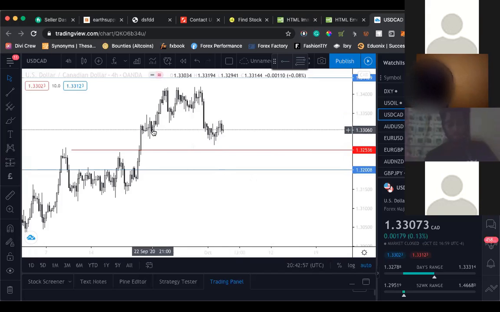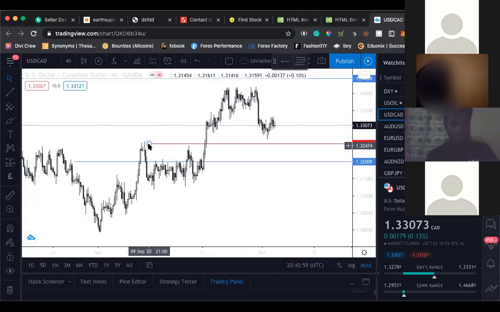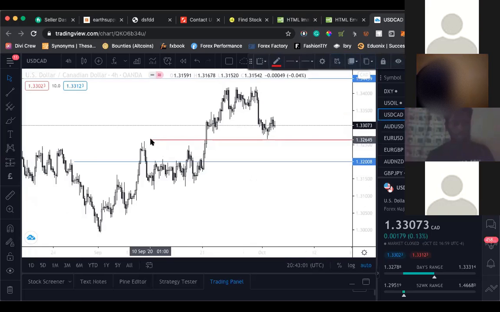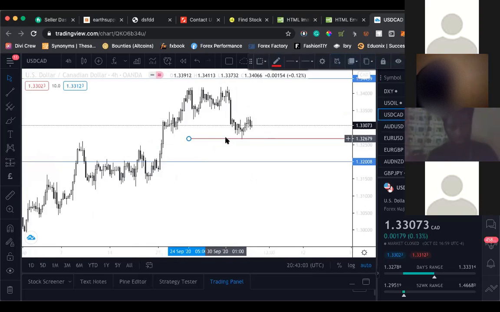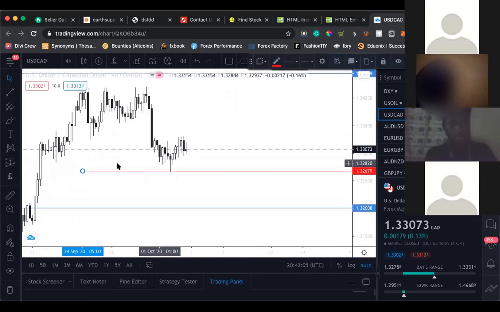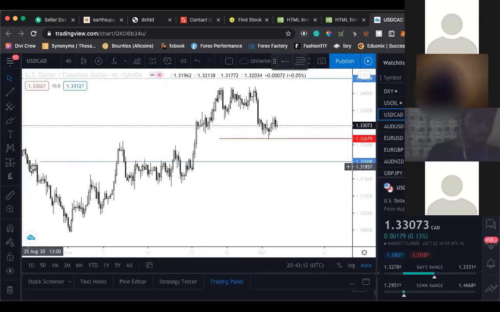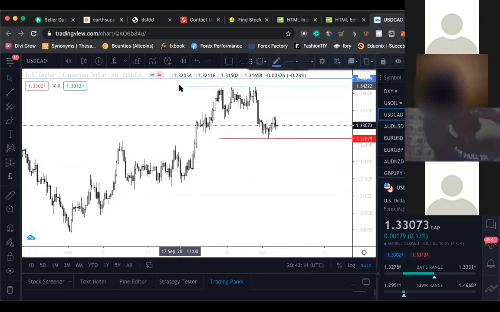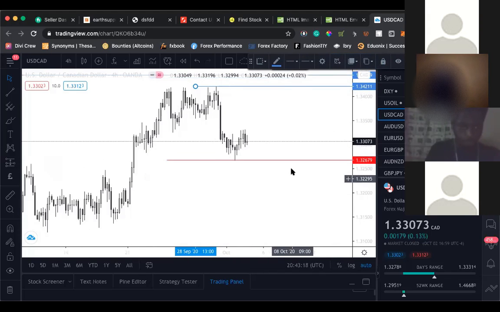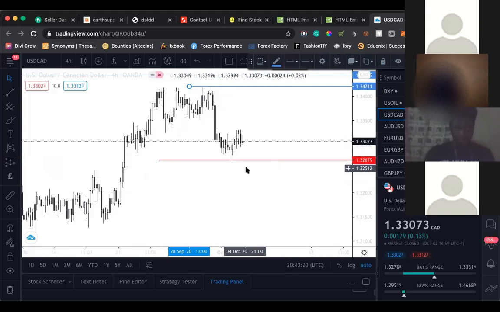Now I'll put my stop loss here, where the red line is. That's where my stop loss is going to be. Then I'm going to put my TP over here, where the blue line is. Now I'm anticipating that this pair will rally to the upside. That's what I'm anticipating.